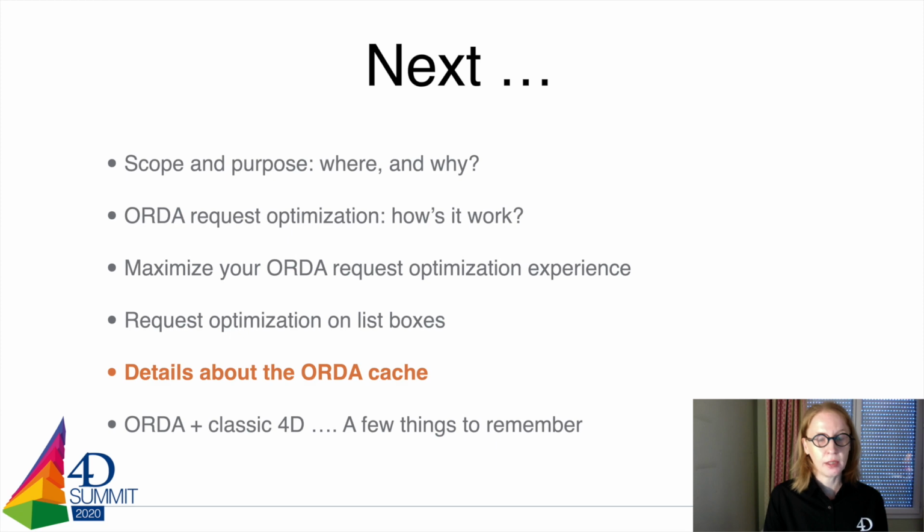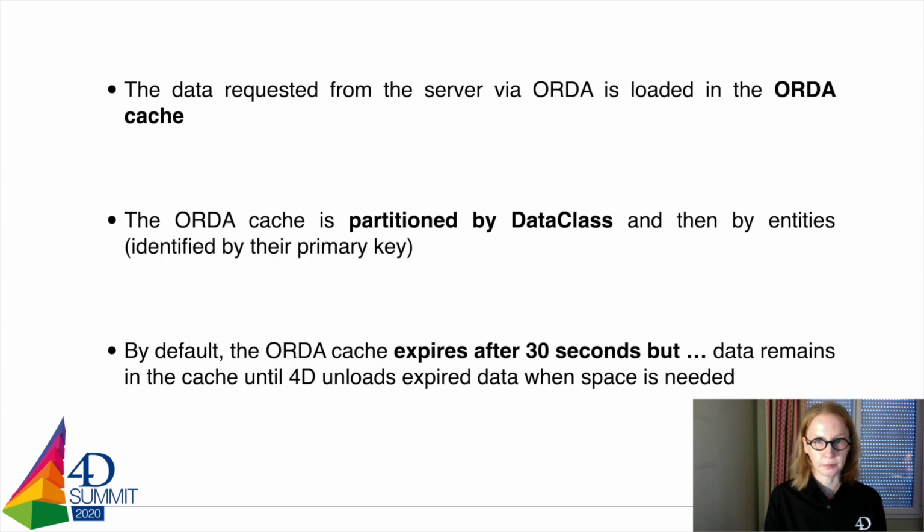The next section is about the ORDA cache. The data you request from the server is loaded in the ORDA cache. This cache is partitioned by data class and then by entities. It expires after 30 seconds, but it is important to know that data remains in the cache: 4D unloads the expired data only when space is needed.